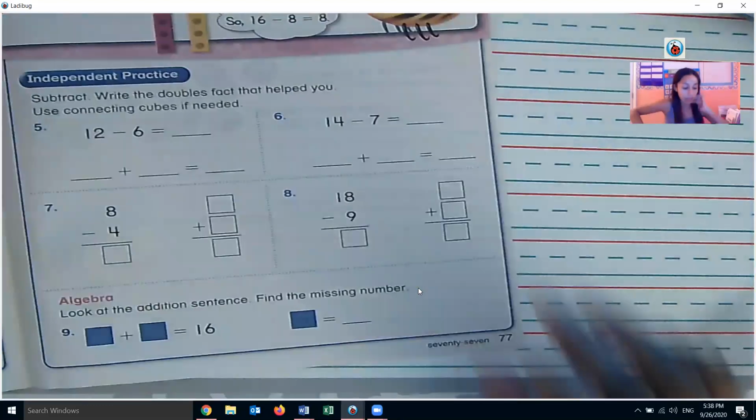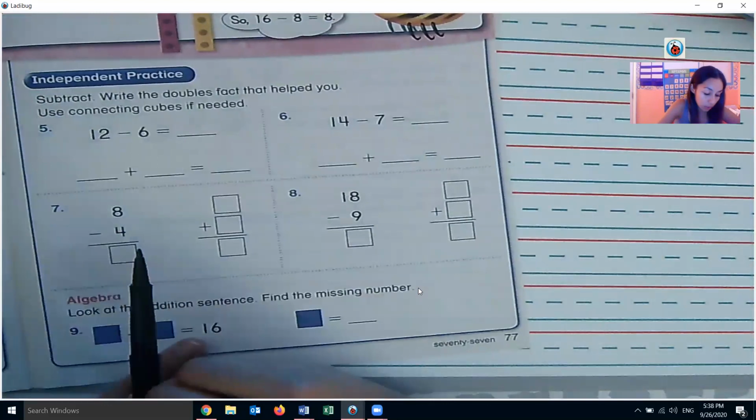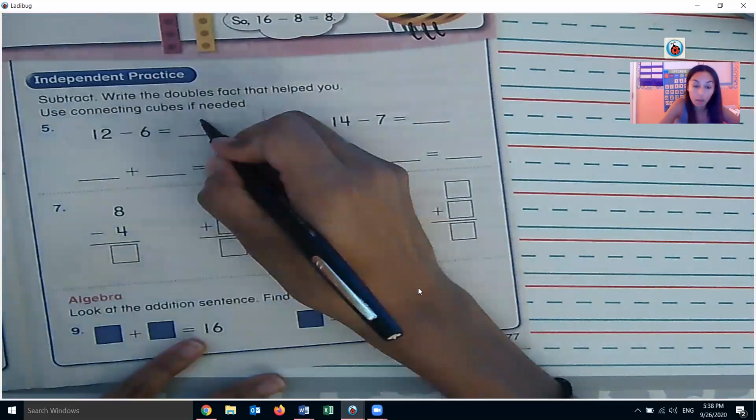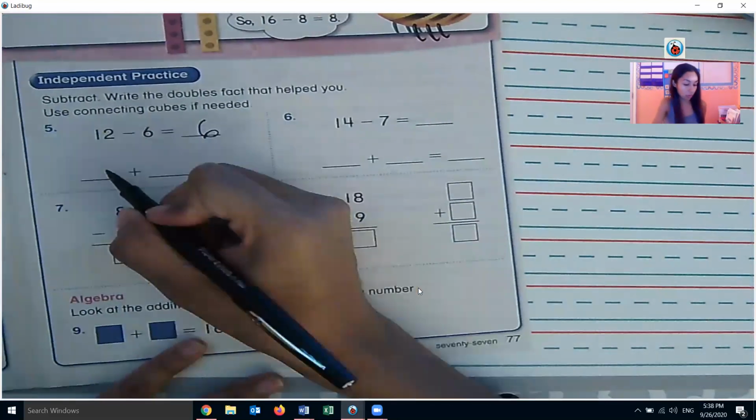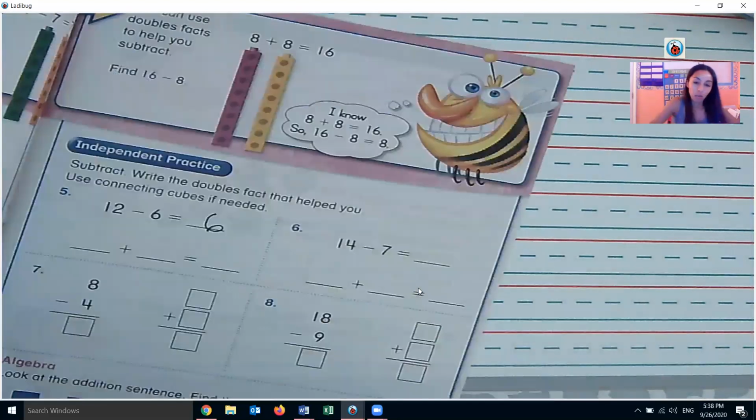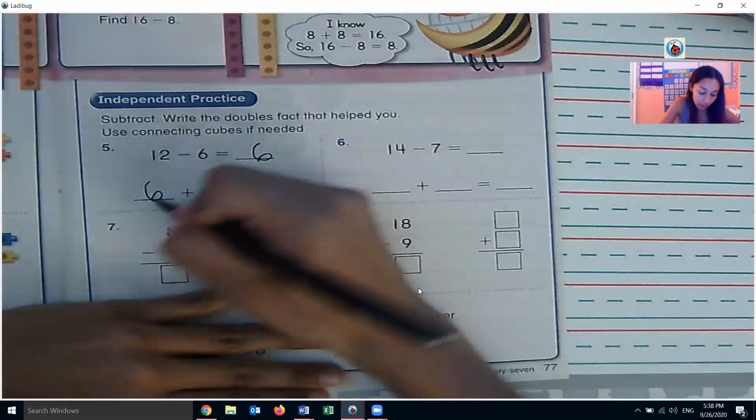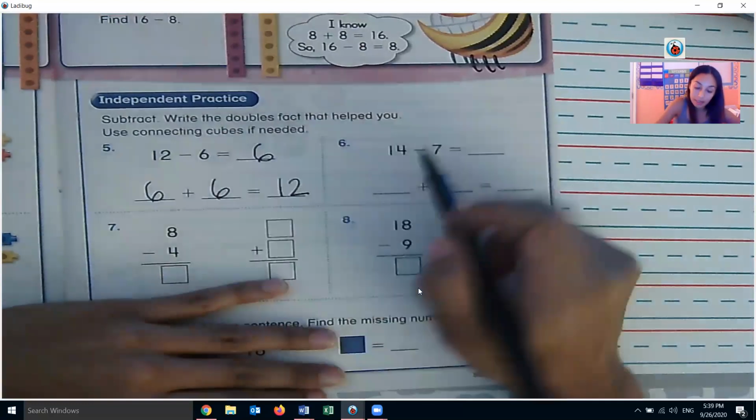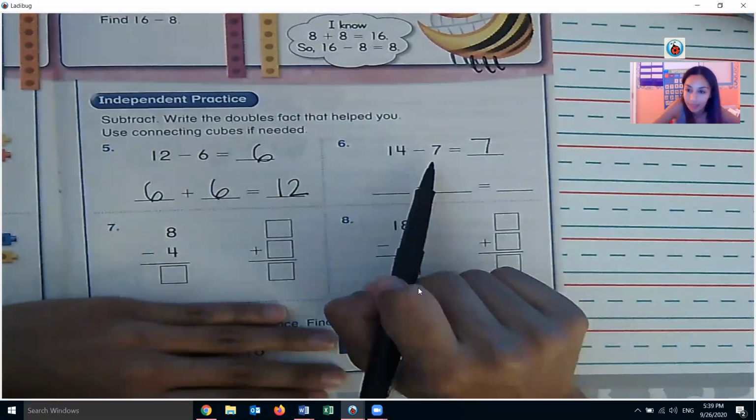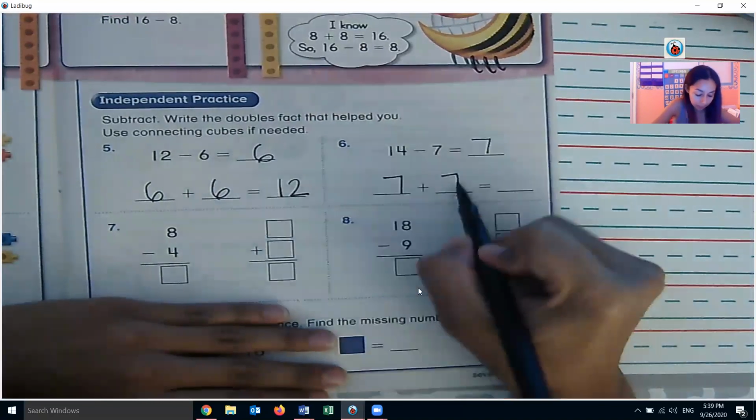So we are doing doubles facts that help us. This is kind of like fact families. Once we get the answer, 12 minus 6 is 6, we're thinking addition to subtract doubles. What two numbers do we add to get 12? We add 6 plus 6 to get 12. 14 minus 7 is 7. A big hint is that whatever number you're subtracting will be your subtraction answer, because it's our doubles. So 7 plus 7 is 14.